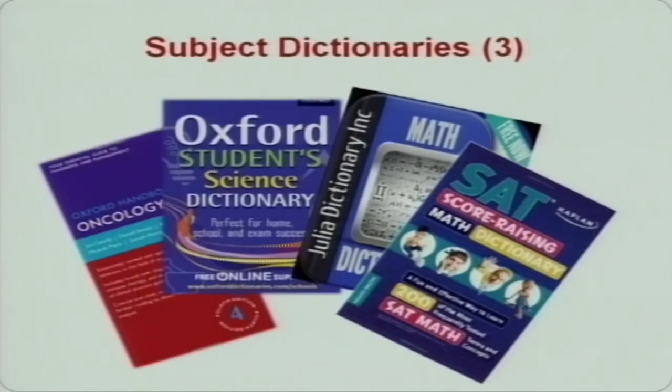Oxford Dictionary of Astronomy, Oxford Dictionary of Chemistry, Biology, all these are examples of subject dictionaries. Here I have given some graphical presentation of narrow areas like mathematics, like oncology, like science dictionary. So all are available along with their common terms, so that anybody who wants to know the meaning of anything in that subject will be able to search through it.